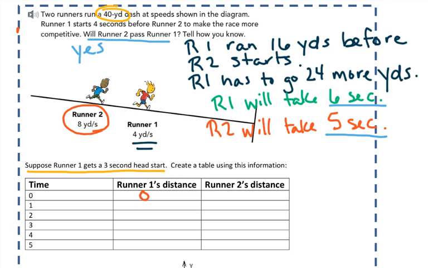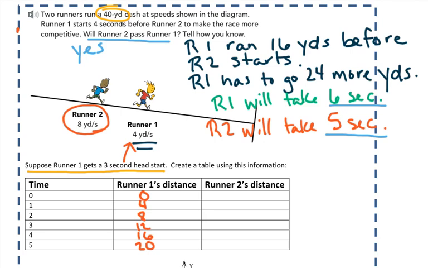So 1 second he will have run 4 yards, and this is based on this information here. After 2 seconds he will have gone 8 yards, 3 seconds is 12 yards, 4 seconds is 16 yards, and 5 seconds is 20 yards. So that is the pace that runner 1 is running.